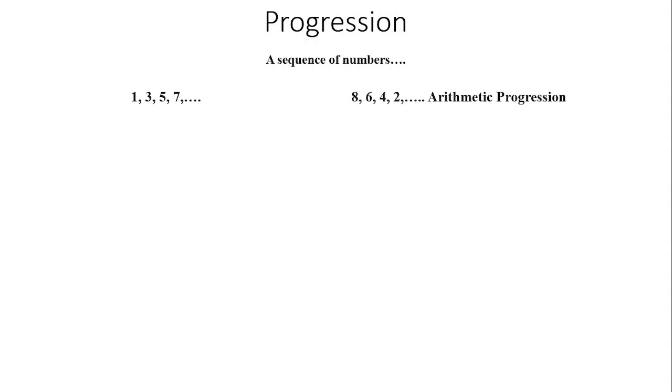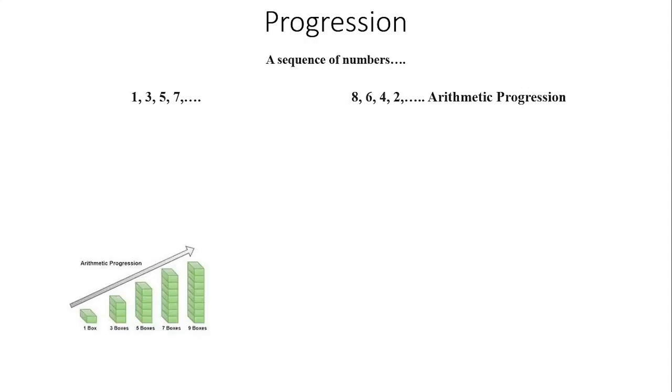Likewise, on the right-hand side you see 8, 6, 4, 2. The difference between 8 and 6 is minus 2. Similarly, the difference between 6 and 4 is minus 2. So the sequence of numbers is arranged in a negative manner. These kinds of number sequences are called progressions. Other than this, the geometrical progression is also available. What is that? Let's see.